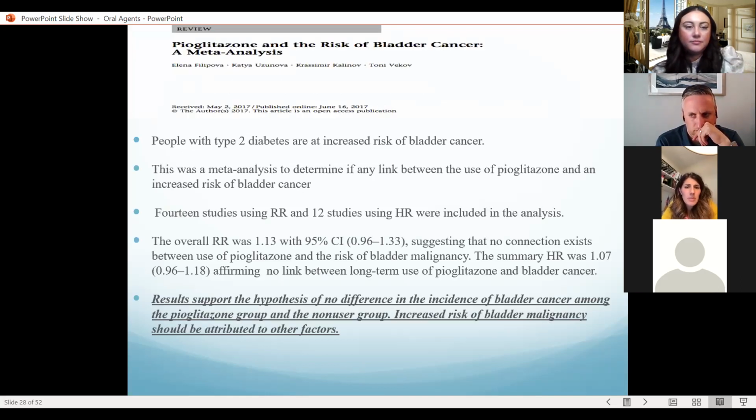Next slide, please. So this was a meta-analysis of pioglitazone and the risk of bladder cancer. And the results showed that there was no difference in the incidence of bladder cancer among the pioglitazone group and the non-user group. And so regarding the increased risk of bladder malignancy, they would hope that physicians kind of look into other causes or other factors that may cause bladder cancer after this was published.